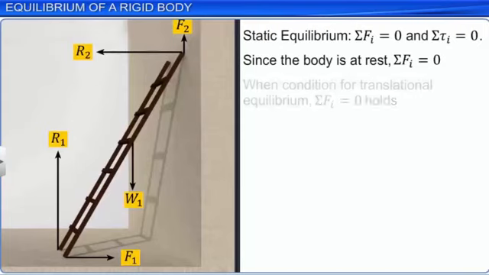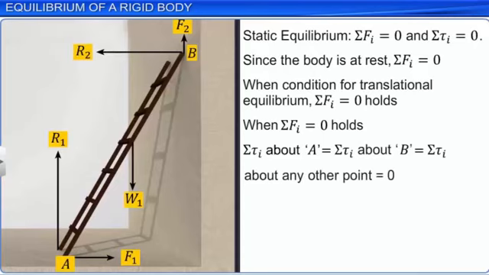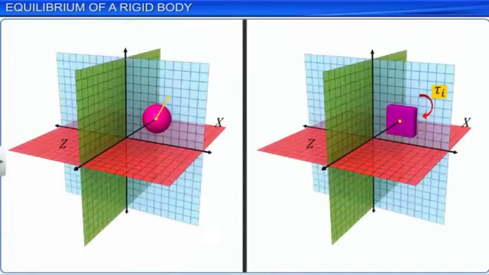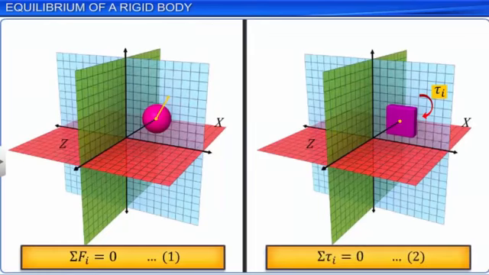As the condition for translational equilibrium holds good in this case, we can calculate the torques about point A or about point B or about any other point to compute sigma tau i and to equate it to 0. Note that the equations sigma Fi is equal to 0 and sigma tau i is equal to 0 are in vector notation. Each of these equations is equivalent to 3 scalar equations.